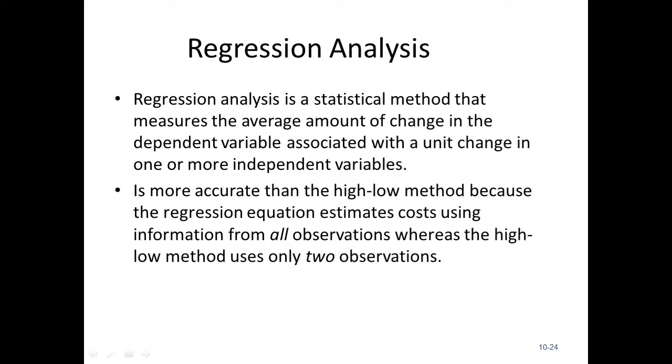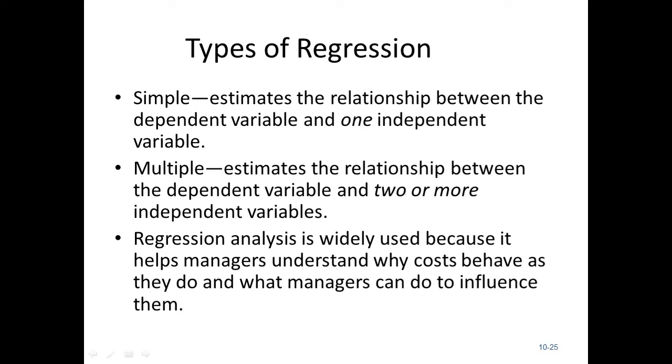If we use regression analysis, which is a second quantitative analysis, it's a little bit more difficult. Regression analysis is a statistical method that measures the average amount of change in the dependent variable associated with a unit change in one or more independent variables. It's more accurate than the high-low method because the regression equation estimates cost using information from all observations in our data points, whereas the high-low method only uses the two observations, the high observation and the low observation.